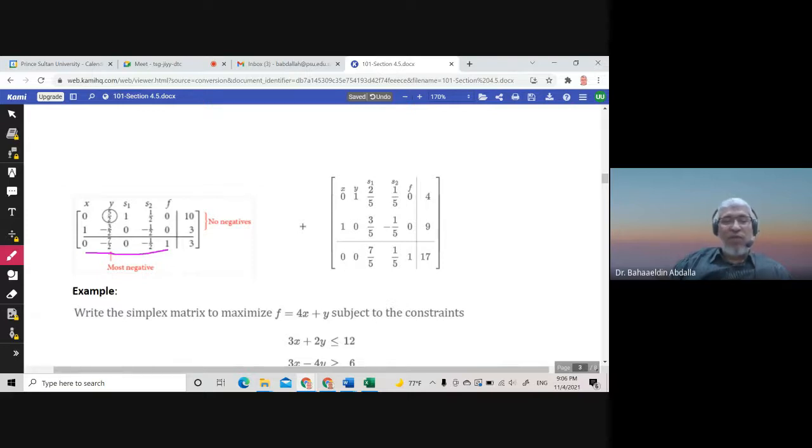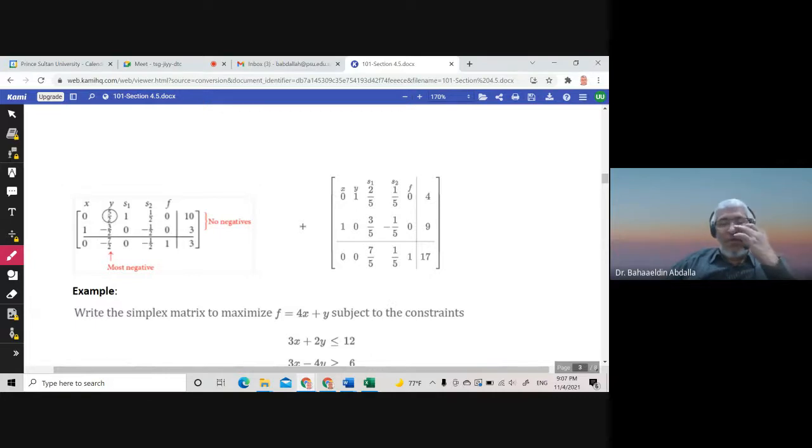With more than one negative number, we search for the most negative, and that determines the pivot column. So the pivot column here is the second column. As in section 4.3, if there is a negative number or zero here, it is not used. We search for positive numbers. This is the only positive number, 5 over 2, in the pivot column, so it will be the pivot entry. We multiply by 2 over 5 to make it 1 and use it to make other numbers zeros.